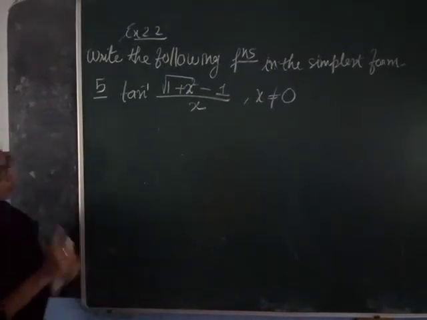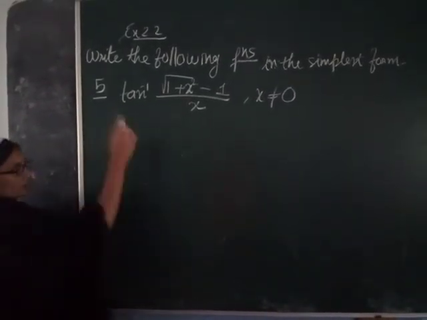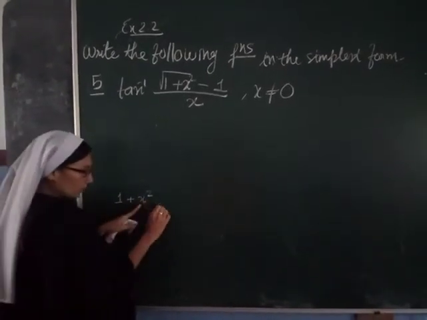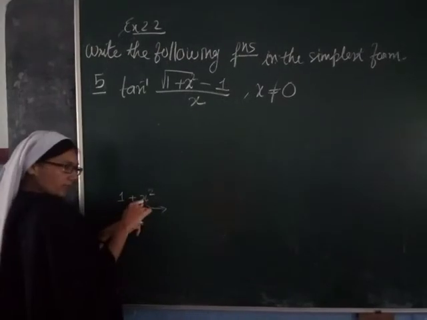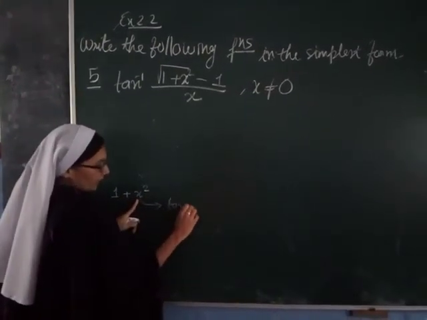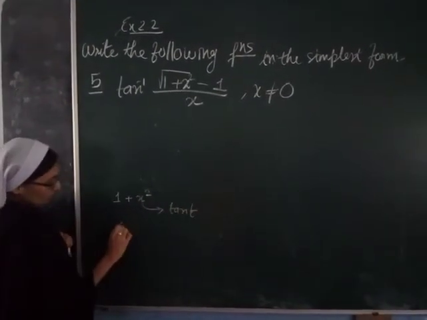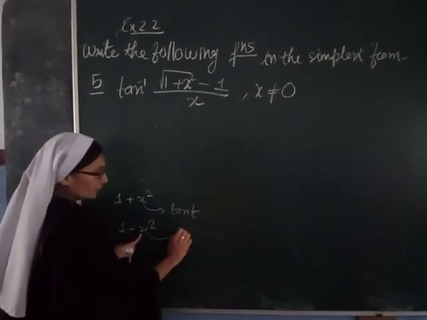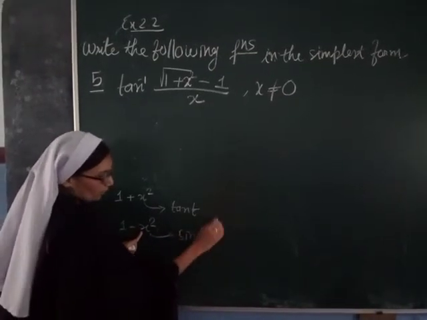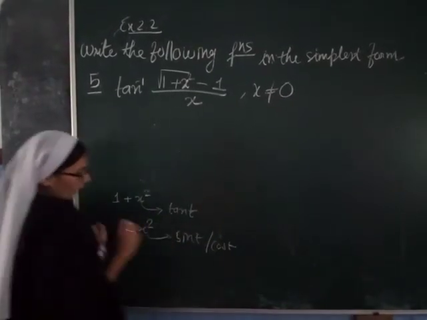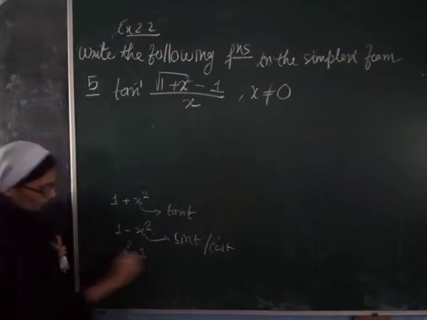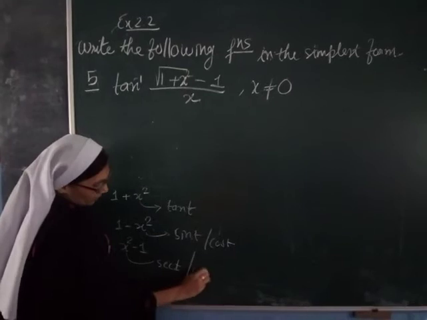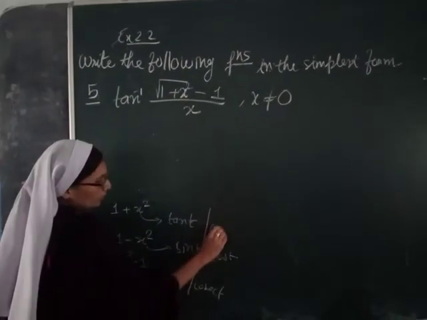Okay, so there are some rules. If it is like this, 1 plus x square, I have to assume something. Usually for 1 plus x square, I take x as tan t. Suppose it is 1 minus x square, then we assume that x can be either sine t or cos t. And if it is x square minus 1, the opposite, then I may take x as sec t or cosec t. And this can also be taken as cot t.